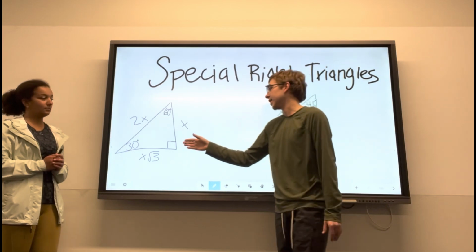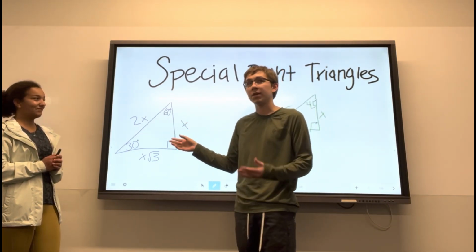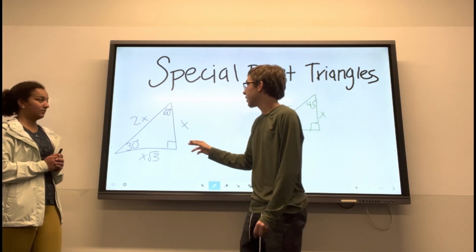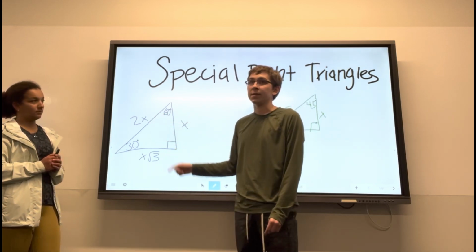For the 30-60-90 triangle, the side opposite the 30-degree angle is the smallest side because it is also the smallest angle. In this case, the distance of this leg is x. The hypotenuse will be twice that distance, and the other leg will be root 3 times the distance.